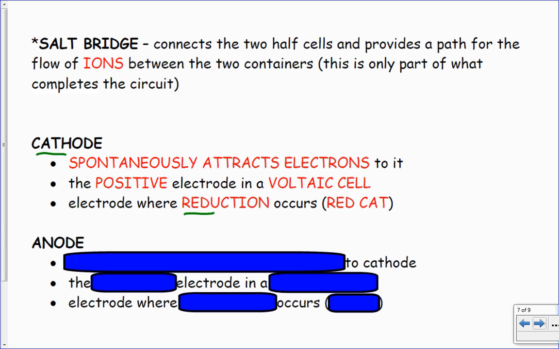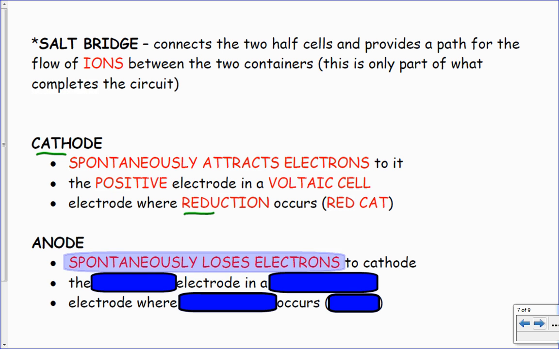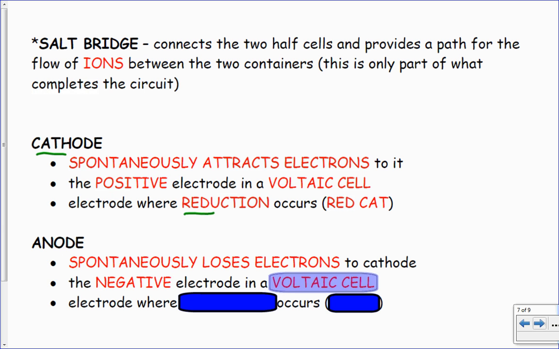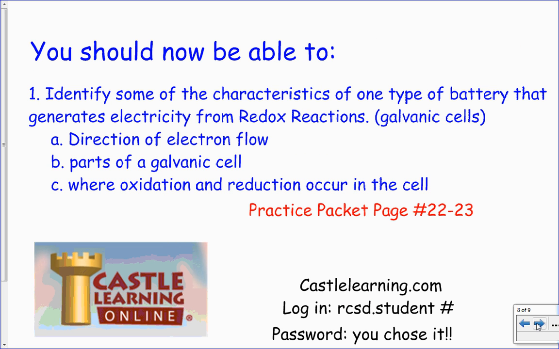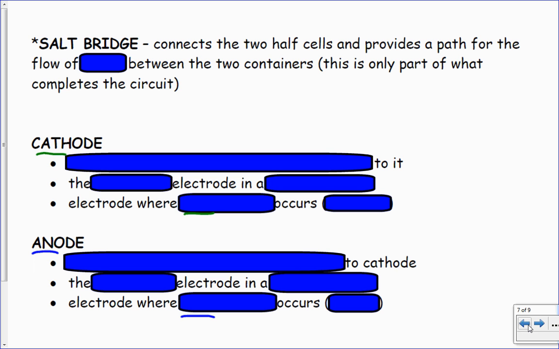Okay, the anode spontaneously loses electrons. It's the negative electrode in the voltaic cell, where the oxidation occurs, an ox. An ox. All right, they go together. Keeps it good. I'm going to go on. This is where you press pause to get all this stuff written down, but I'm going to keep going to keep the time down overall. And guess what? We're done. So now we know which way we're going.